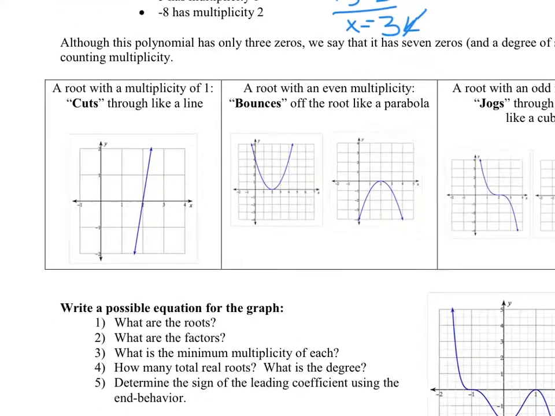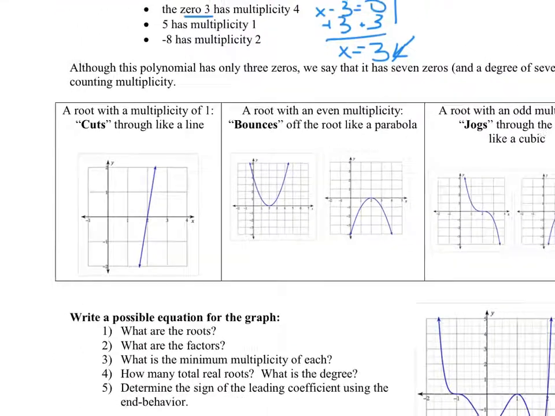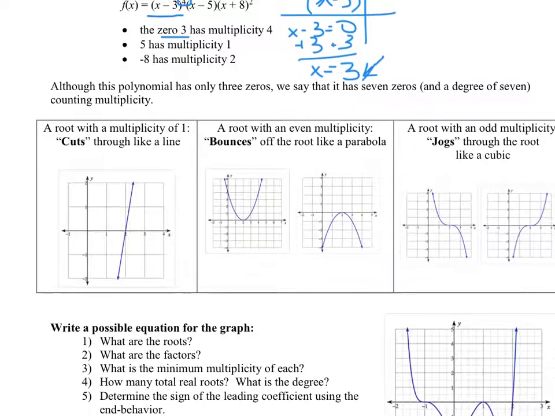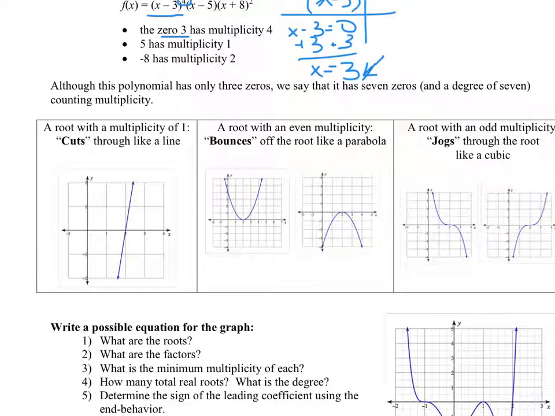Okay, so what happens at these roots? What's the specialness of the multiplicity? Well, nothing truly special happens when the exponent is 1, or when it has a multiplicity of 1, like x minus 5 here. That just means it would cut through the x-axis at that spot, just normally, just like a line would.